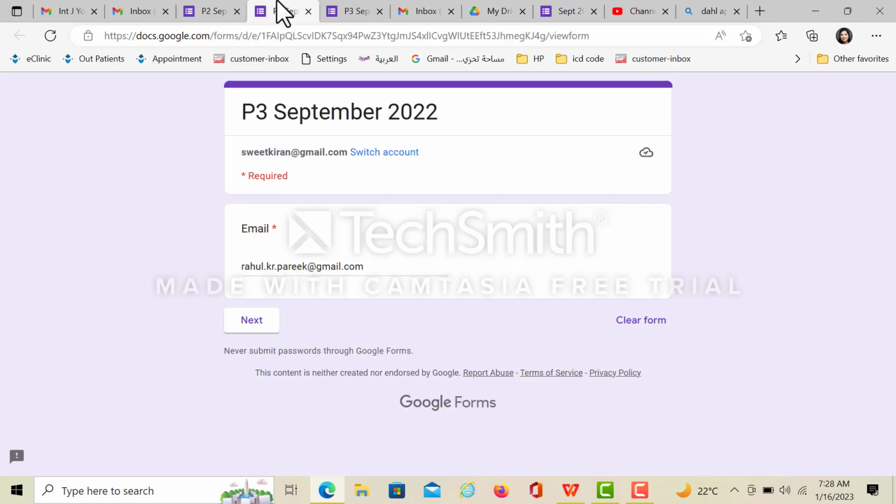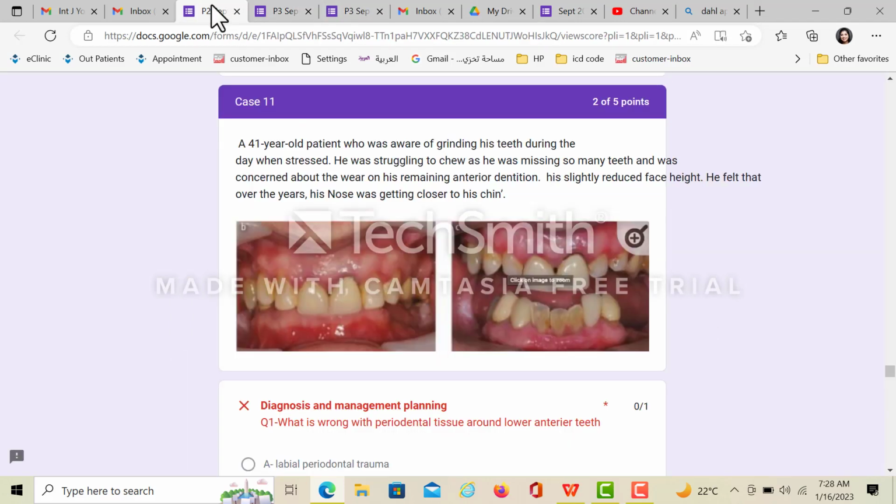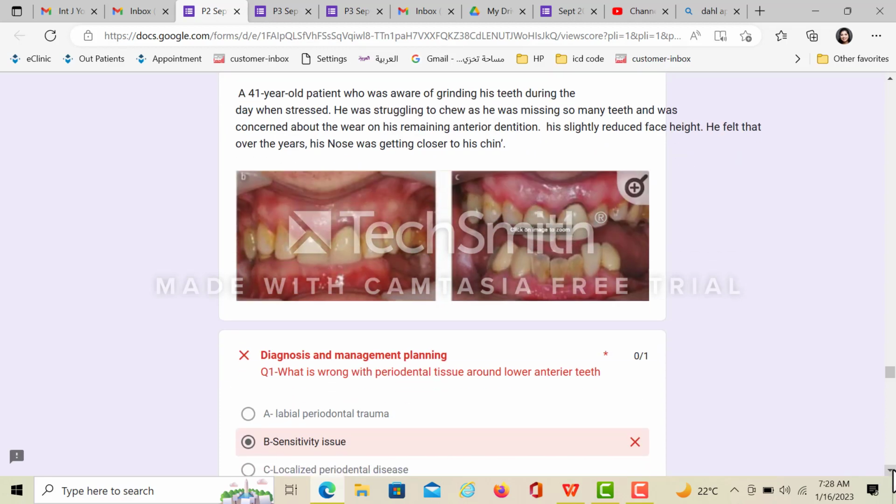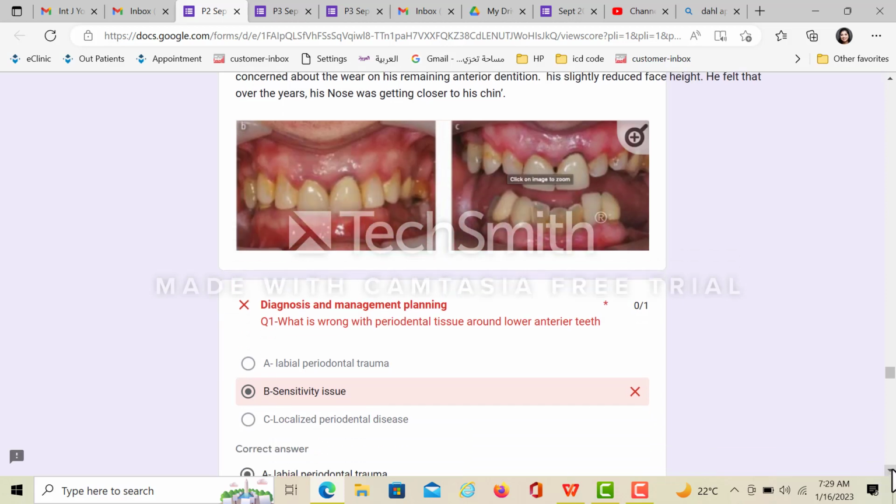Let's go back to our question. Where is our question? Yeah, here. So because constantly the lower gingiva is getting traumatized by the upper teeth, there is gingivitis or periodontitis developing, depending upon what scenario the next questions would give us. But there is trauma. That is the main concern. Understood? So let's see what is the first sub-question. What is wrong with the periodontal tissue around the lower anterior teeth? There is labial periodontal trauma, as I just explained.